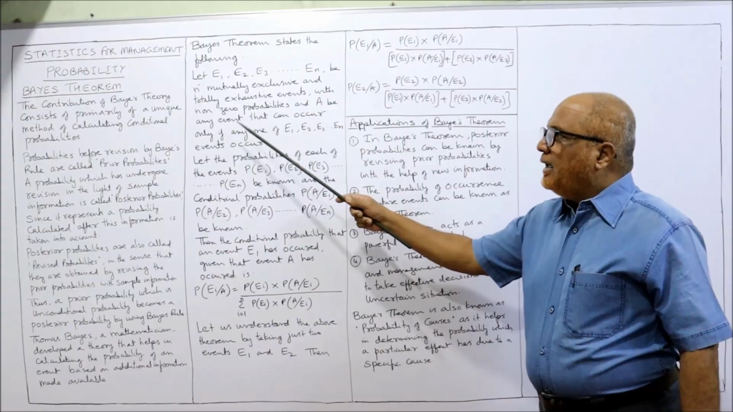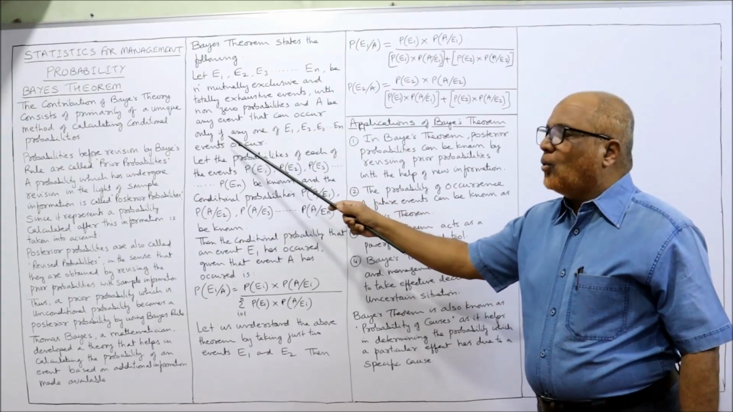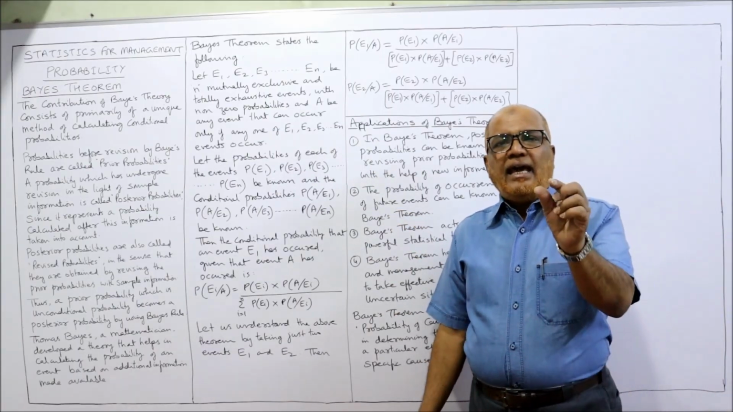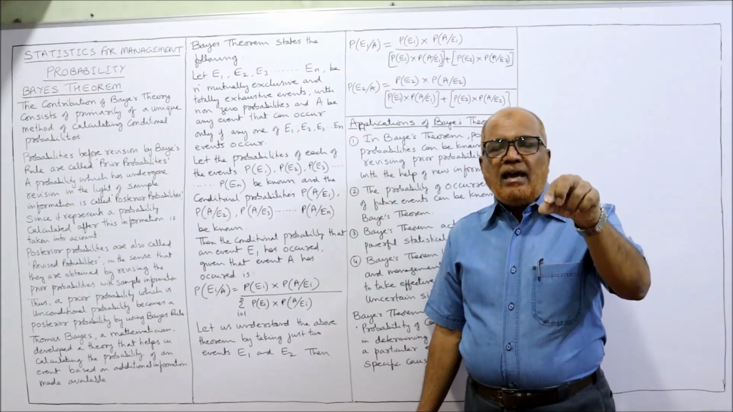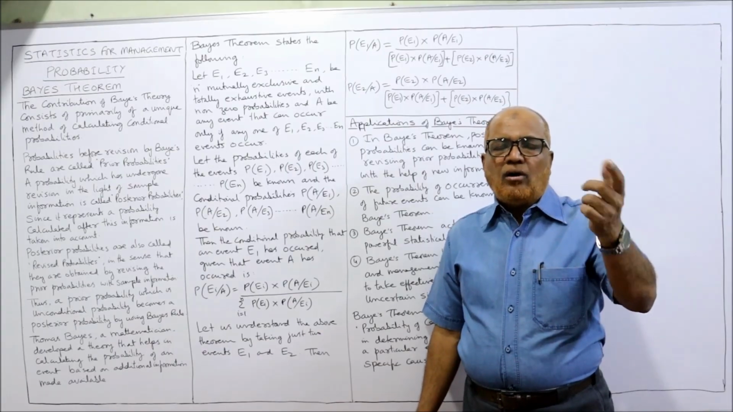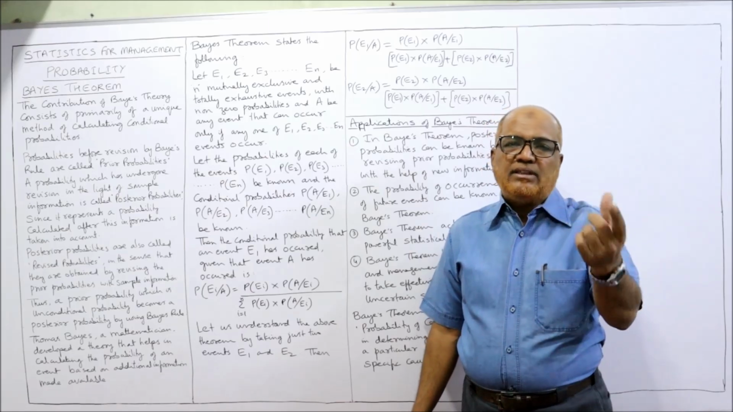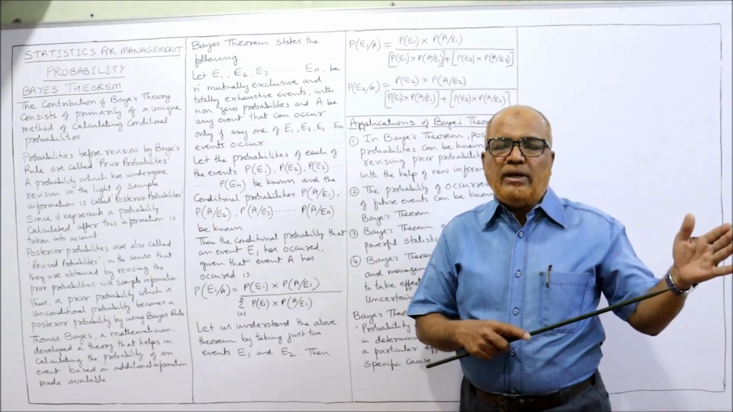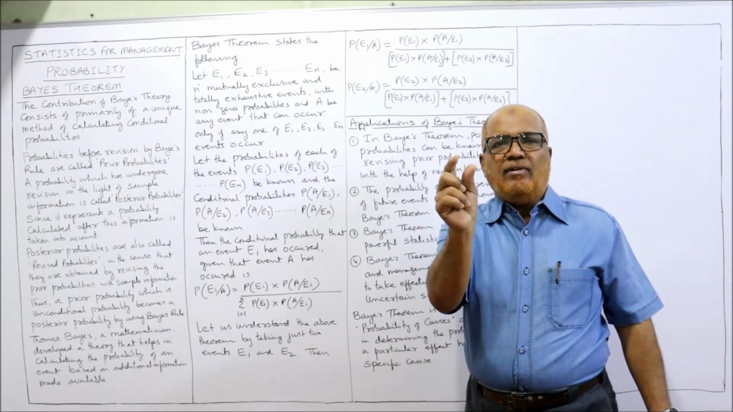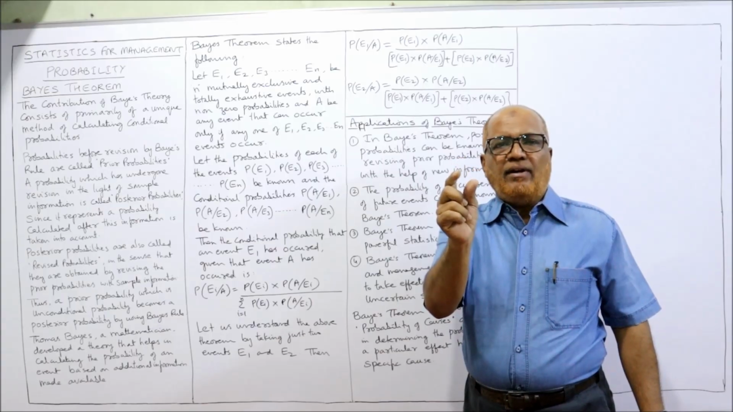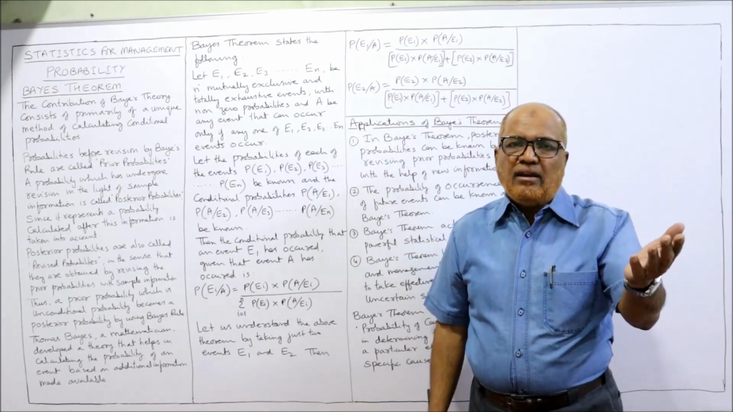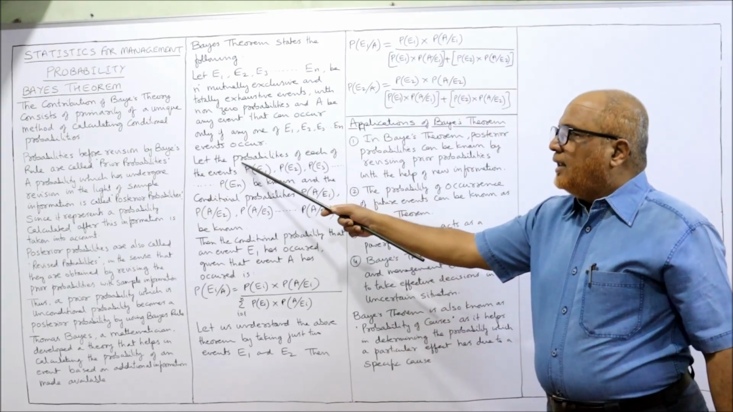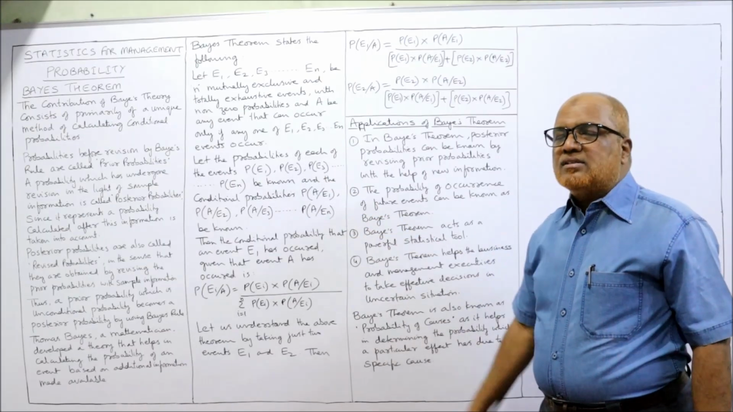And let A be any event that can occur only if any one of E1, E2, E3 has occurred. Then A is a conditional event. This A will occur along with E1 or along with E2 or along with E3 or E4. So for each of E1, E2, E3, E4 up to En, we have a separate event. A will happen along with E1 or along with E2 or along with E3, like that. Now let the probabilities of each of the events be given.